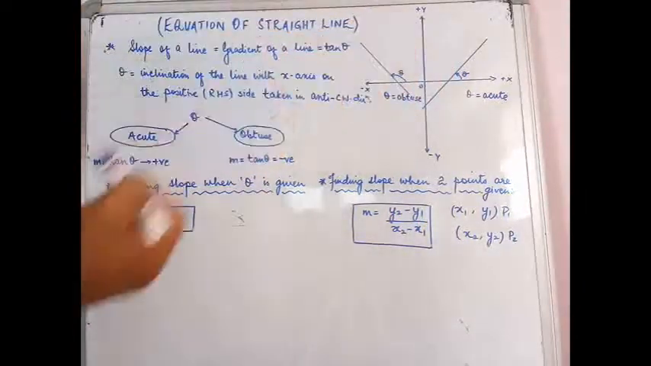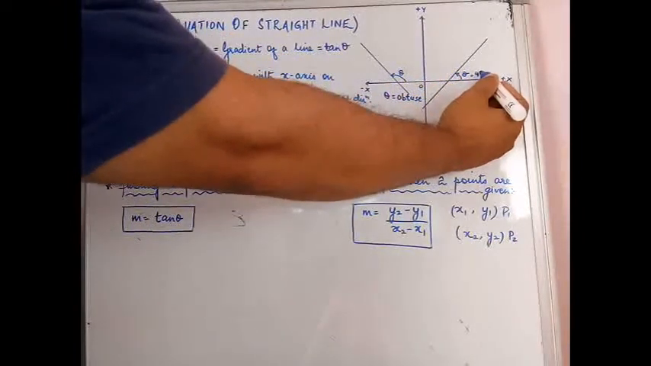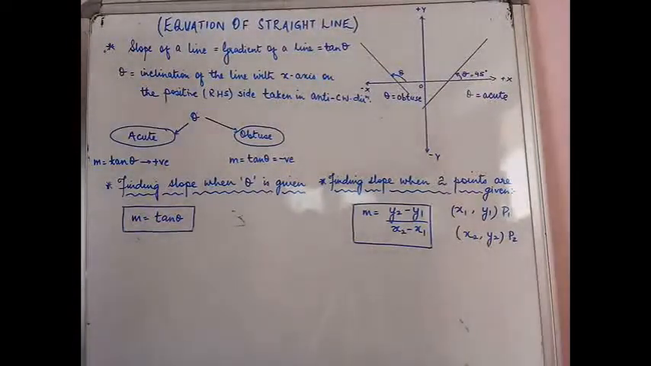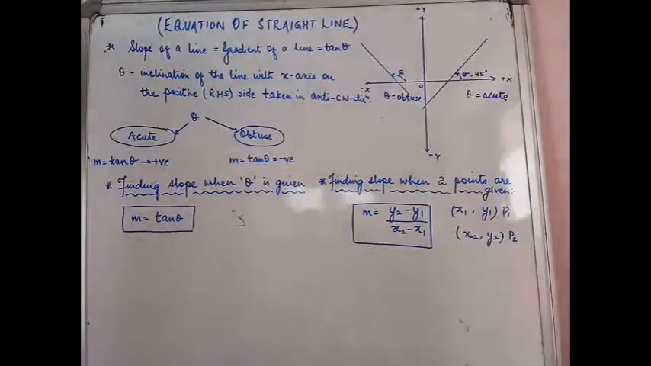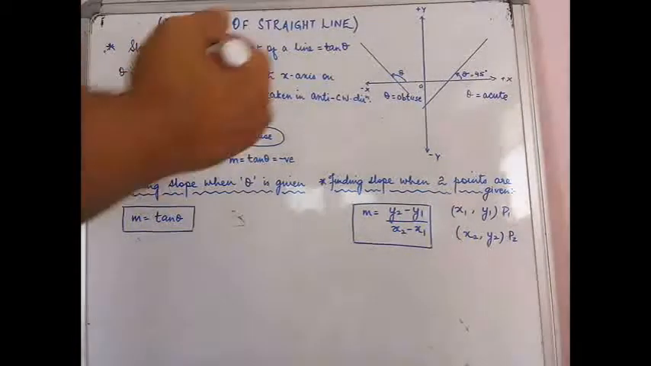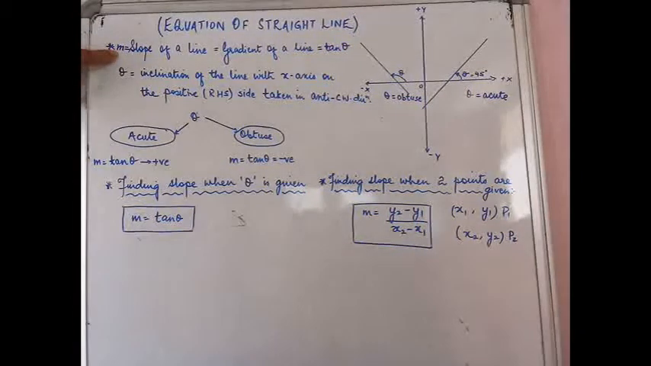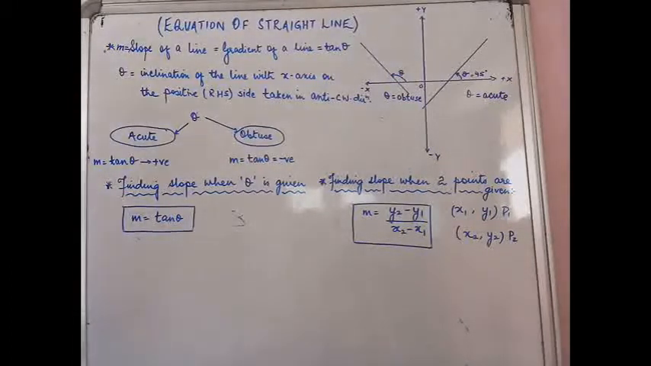Suppose theta is 45. Let's say for example in a particular case that theta becomes 45 degrees. What will your slope be? Your slope will be tan of 45, which is 1. These standard angles, the trigonometric ratio, the tangential ratio, you already know. This slope of the line is represented by a small letter m. In most of the cases you will find in the book small m will be used to represent the slope of the line.